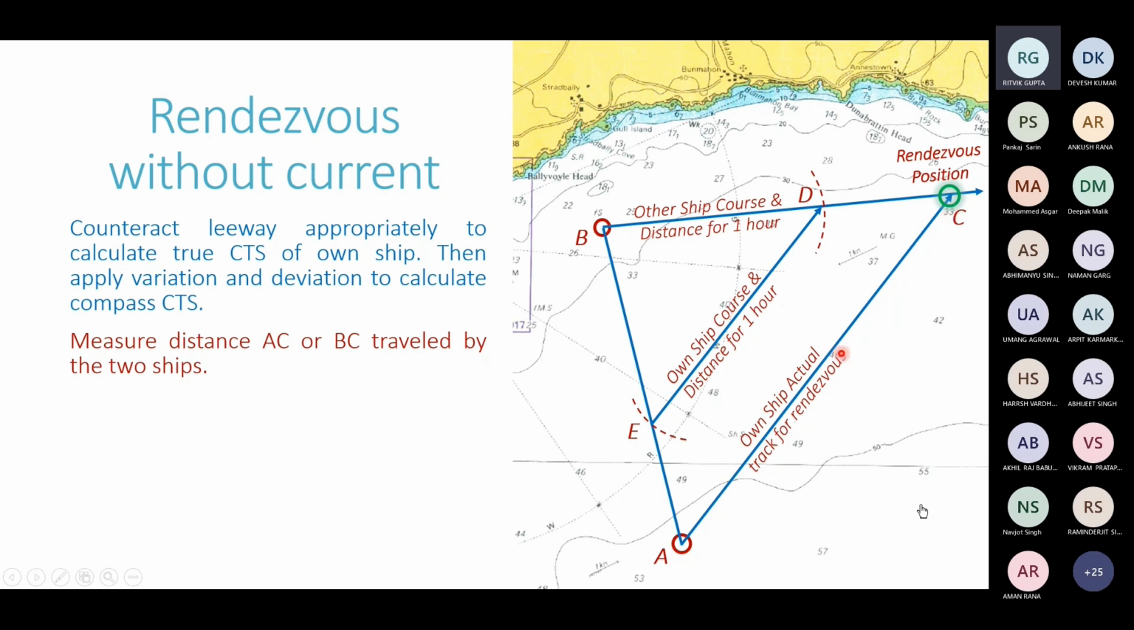Now, whether you find the time to rendezvous using own ship speed and distance or the target ship speed and distance, in both cases the answer would be the same. If there is any difference, a minor difference could be there. That could be because of plotting errors. Geometrically, whether you calculate it from your ship course and speed or the target ship course and speed, it will be the same.